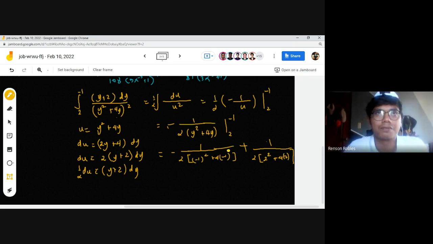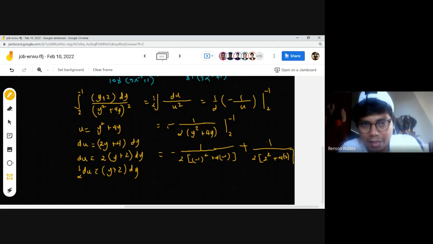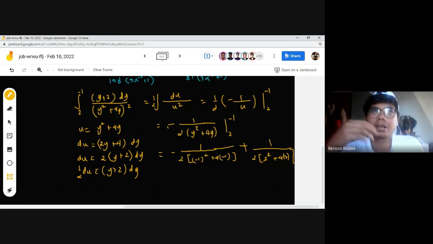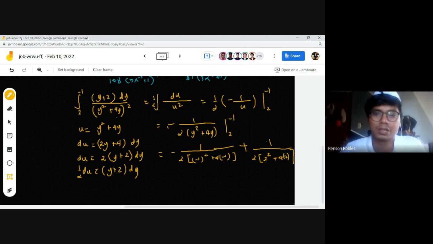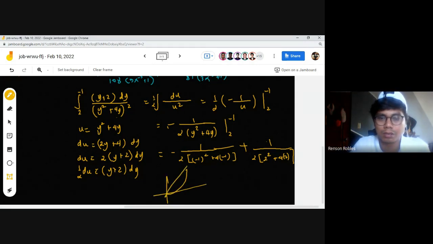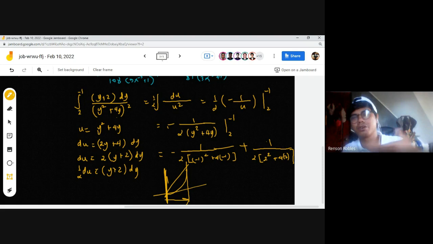So, ibig sabihin, if the upper limit is less than the lower limit, magne-negative siya. Again, the definite integral, I mentioned this to you last week, the definite integral has something to do with the area of the region bounded by different curves. Imagine that you are taking, say for example, ito yung region, no? So kapag in the computation of the area, we approach the limit from the leftmost to the rightmost. Ibig sabihin, from left to right. Okay? So pag nagbibilang tayo from left to right, you're going to the positive.